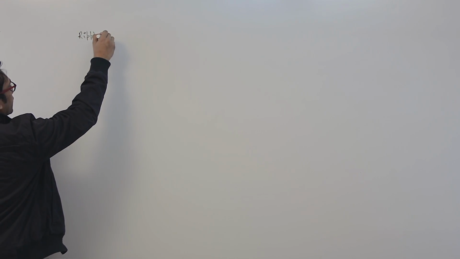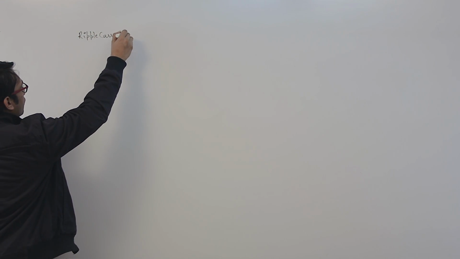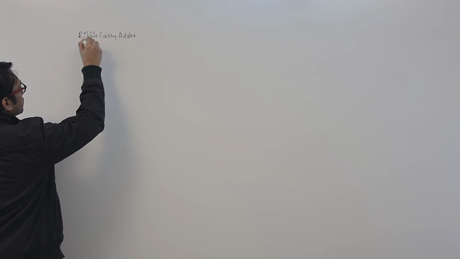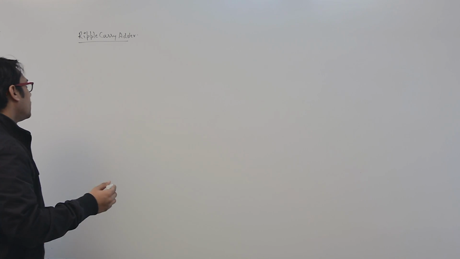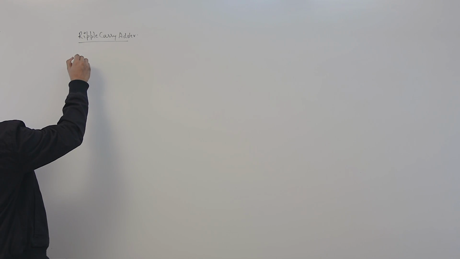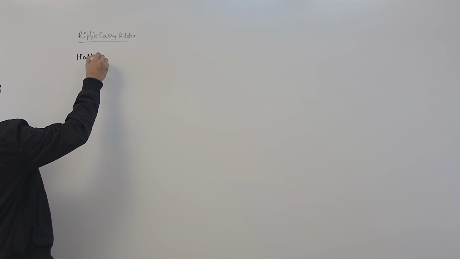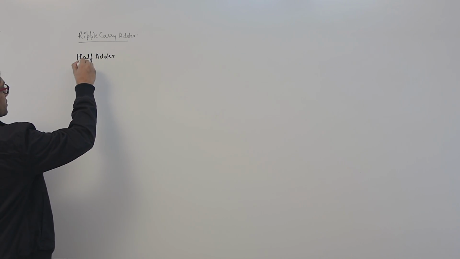Ripple carry adder. So what is the difference? See, when you studied the half adder, you are adding 2 bits.